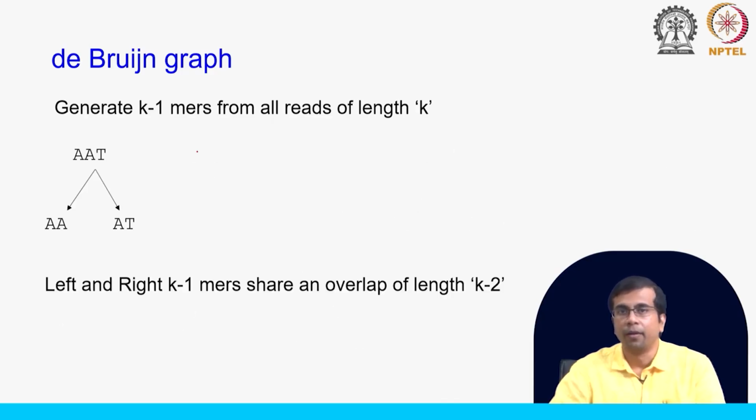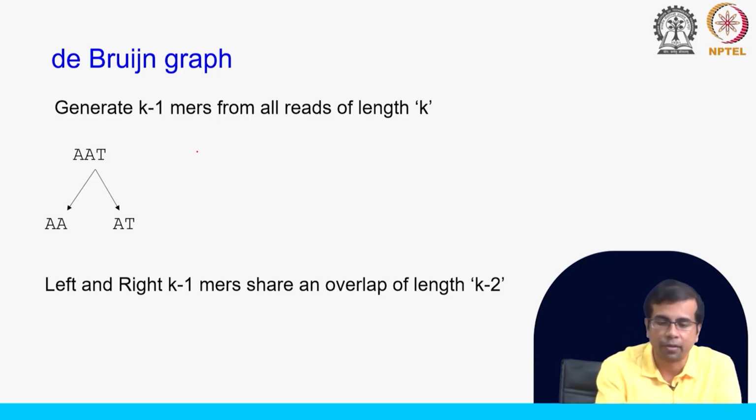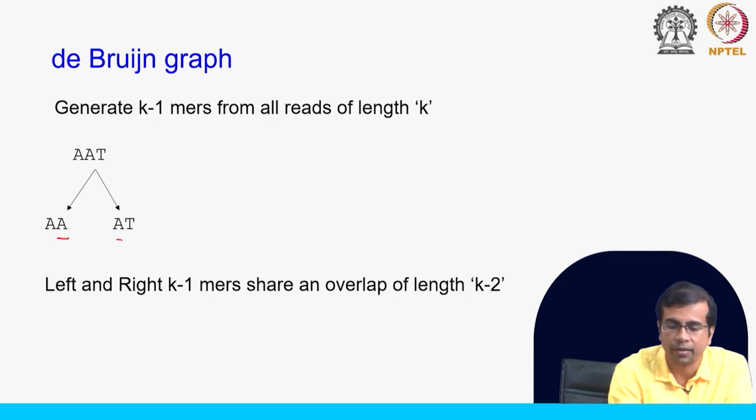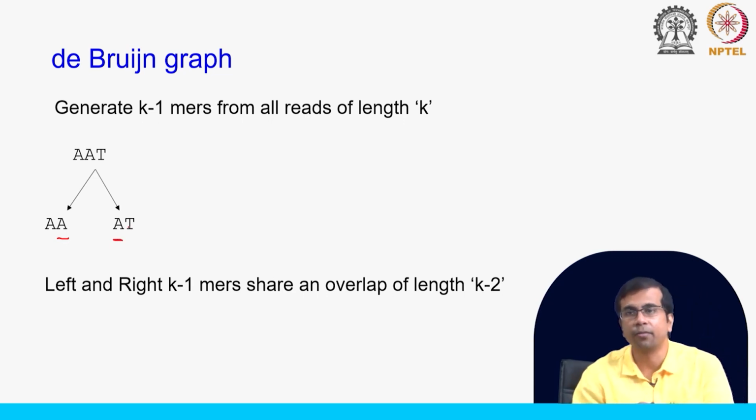Now, one of the things you might ask is, why are you doing this? What is the point of splitting these reads into (k-1)-mers? Once you have split them, you will notice that the left and right (k-1)-mers share an overlap of length k minus 2. For this one, you can see this A base is common between the two. Here k minus 2 equals 1, so the overlap is of length 1. If k minus 2 is 5, the overlap will be of length 5. We will see more examples in this class and the subsequent class, that the overlap is k minus 2.